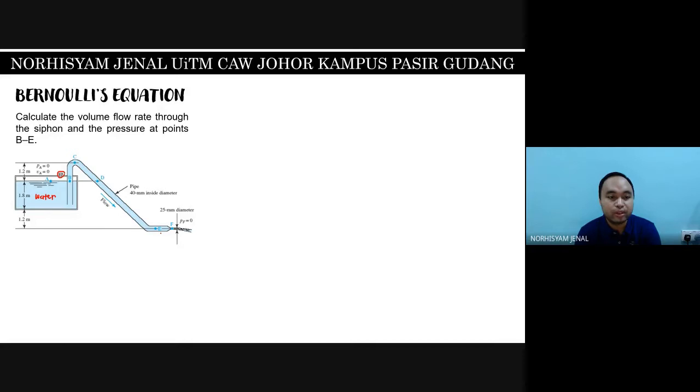So what we are trying to show here is that we are using a siphon in order to bring out the water from the tank to the outside. Now we want to find out what is the pressure at point B up until point E, and the pressure at point F is equal to 0. It's given.